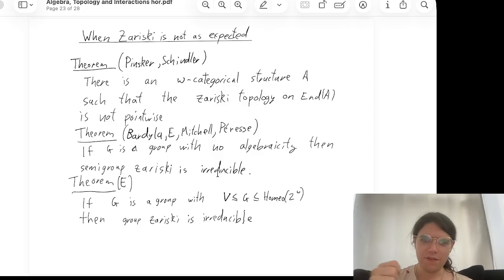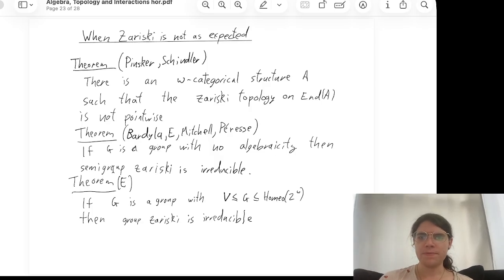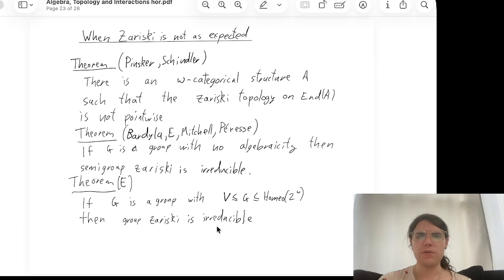This is very far away from being Hausdorff, and this is a very large class of groups. There's a similar thing for homeomorphisms. If you take any homeomorphism group of the Cantor set which contains Thompson's group V, which is a countable group, then the group Zariski topology is irreducible, and this gives you a similar vibe to the other result when you're looking at homeomorphism groups.